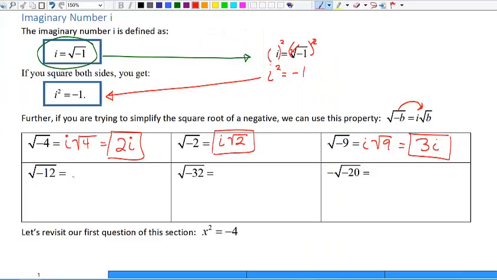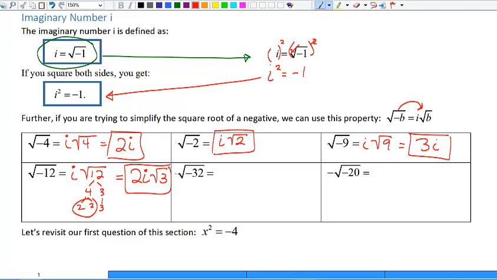Alright, on the next one we have the square root of negative 12. If I take the negative out, it becomes an i. But it looks like 12 can reduce. Okay, so this is going to be the 2 comes out. The i comes out as well. It was a negative, it comes out to be i. And then square root of 3.